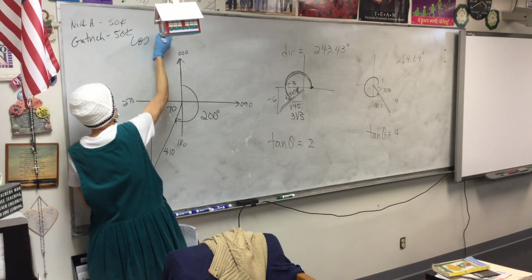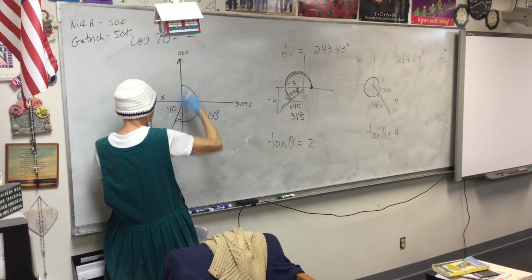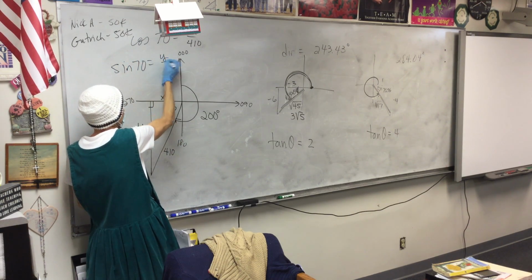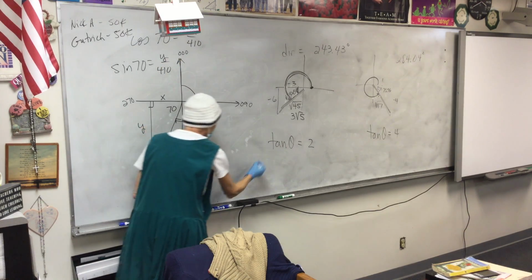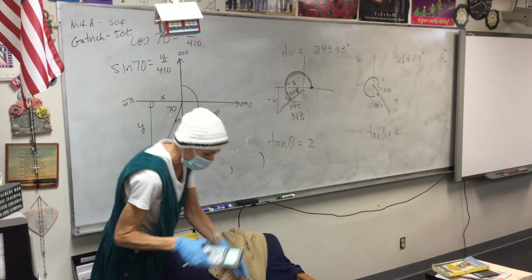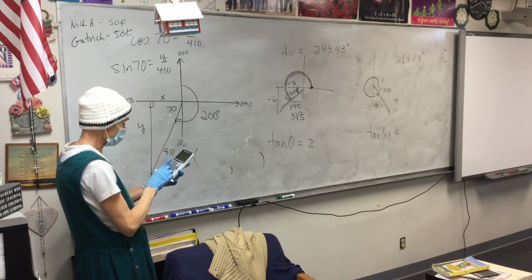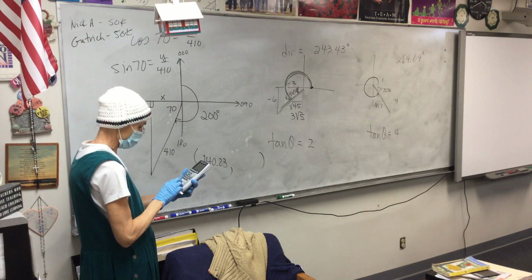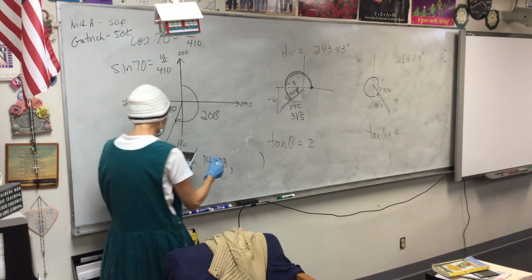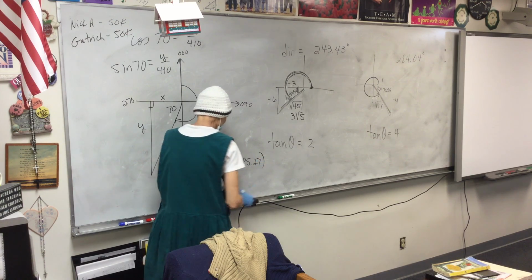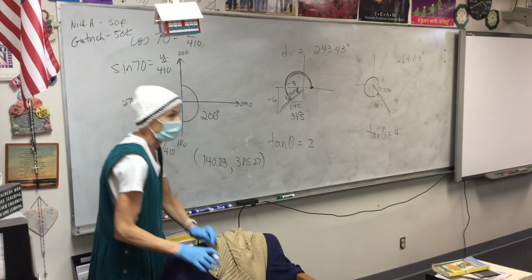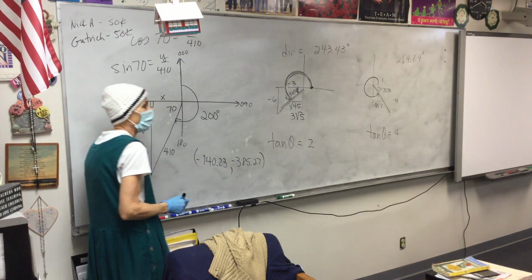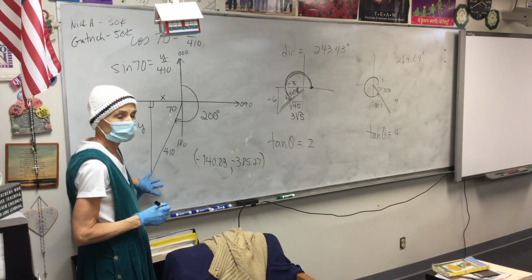So the cosine of 70 equals x over 410, and the sine of 70 equals y over 410. So let's find those components. That was your job, just like we did before. 410 cosine 70, I got 140.23. And 385.27. If you were grading my paper, would you give me a perfect score? No. Why not? Negative. They're both negative. Why are they both negative? You're in the third quadrant.